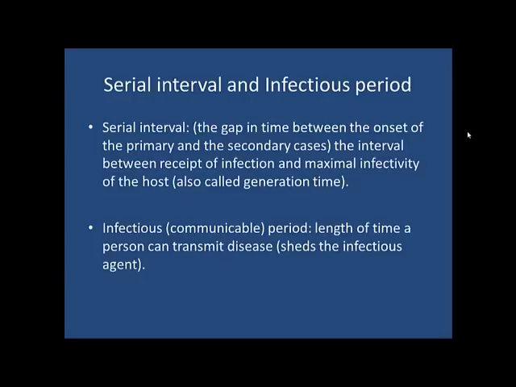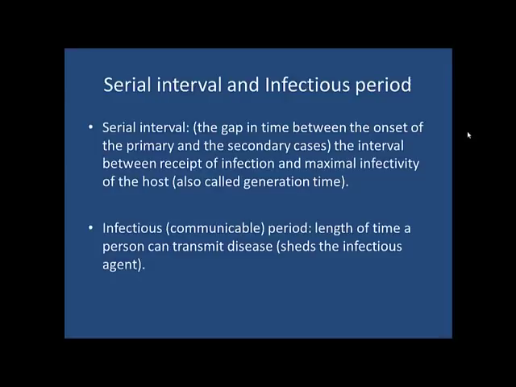Serial interval or infectious period. So the serial interval is the time gap between the onset of the primary and secondary cases. It's the interval between the receipt of infection and the maximal infectivity of the host. It's also called the generation time. So how long does it take to travel from one person to the other person? The infectious period is the length of time a person can transmit the disease.